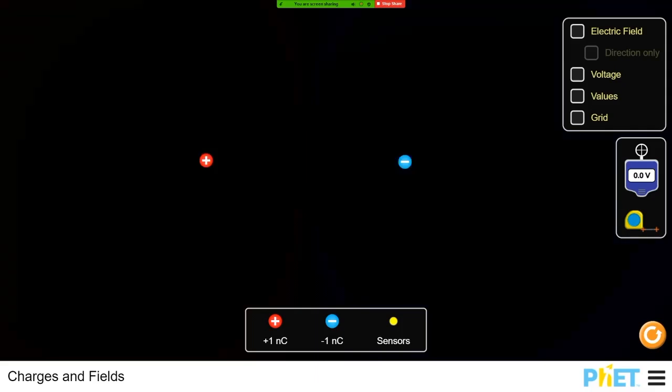Okay, so now we are going to take a look at the values. What does it mean, values? Well, if I put a sensor up here, it's going to tell me with this arrow the magnitude and the direction of the electric field as a vector. That's changing length as opposed to changing brightness.